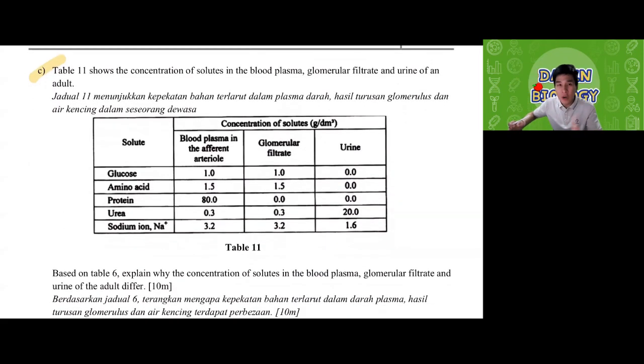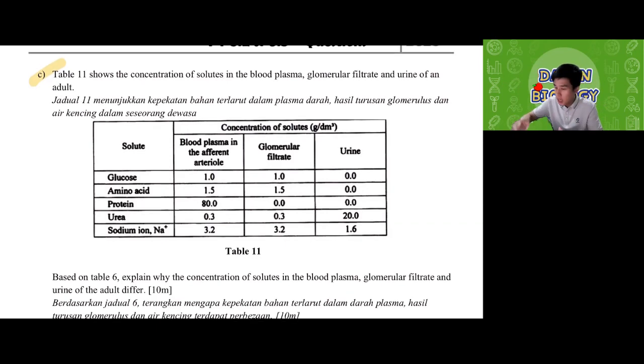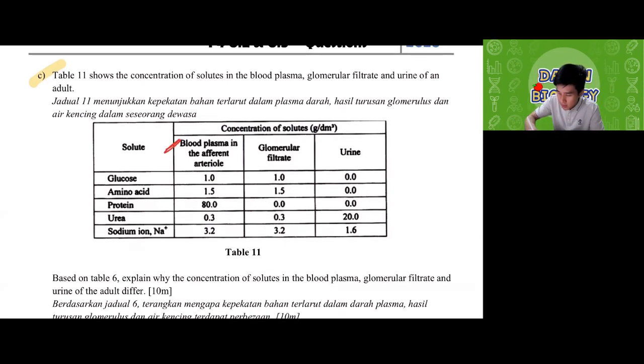Okay, so now you're going to compare all the contents at different parts of the nephron. It's not just two parts now, they compare three parts. Blood plasma in the afferent arteriole is basically your blood vessel, the glomerulus part. Glomerular filtrate is in your nephron, meaning in your Bowman's capsule and onwards: Bowman's capsule, proximal convoluted tubule, loop of Henle, and then distal tubule. This whole part is glomerular filtrate. The urine is inside your collecting duct.